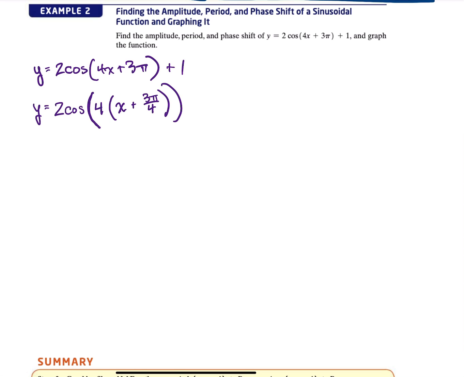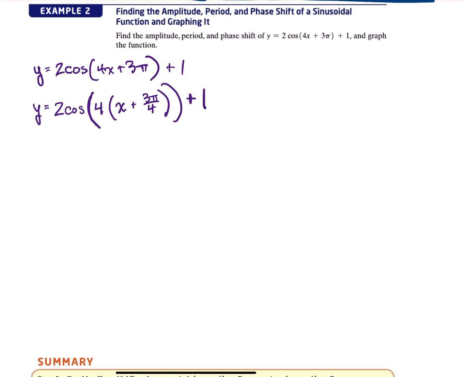And then 4 times 3 pi over 4. Well, the 4's would cancel. I would just get 3 pi. So you get your previous term, so you can double check. That's always an easy spot to check your work. And then we still have the plus 1 out here too. It's easy to forget that on the side as well. So good to double check.